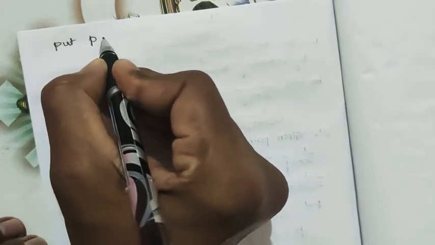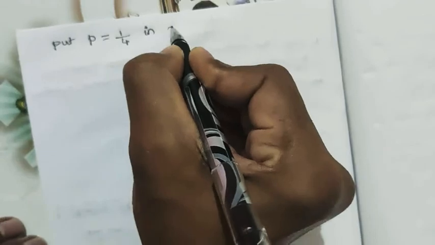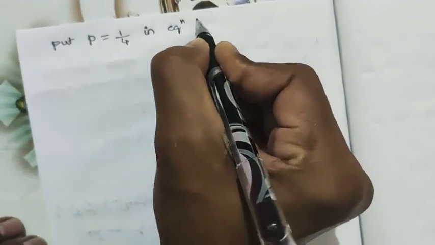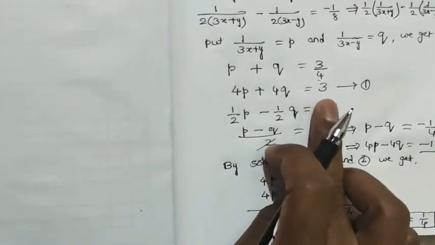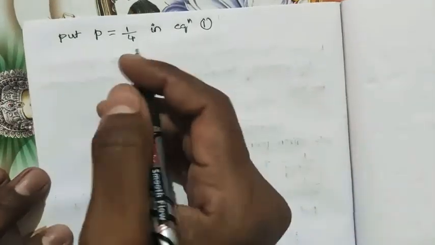So I am writing here, put p is equal to 1 by 4 in equation 1. What is equation 1? Let us see. Equation 1 is 4p plus 4q equal to 3.